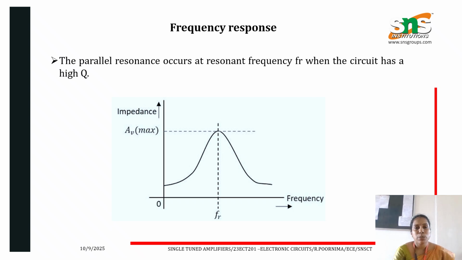And frequency response. We can see the graph between impedance and frequency, or gain versus frequency. At the resonant frequency the gain is maximum, which has a high quality factor at this point. This provides high selectivity in the tuned circuit.